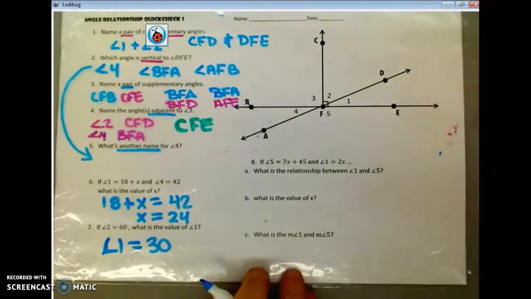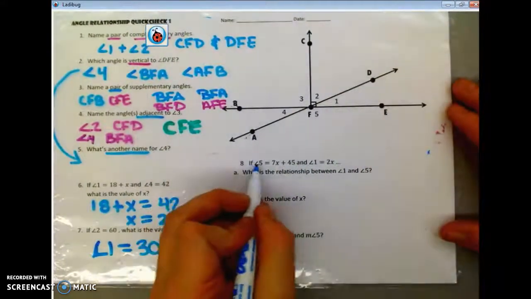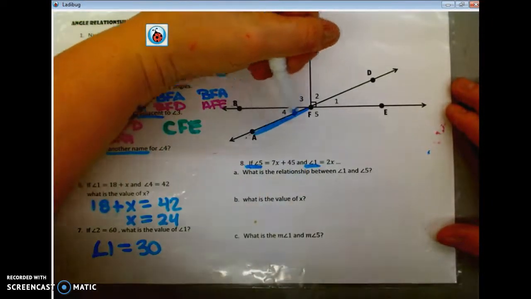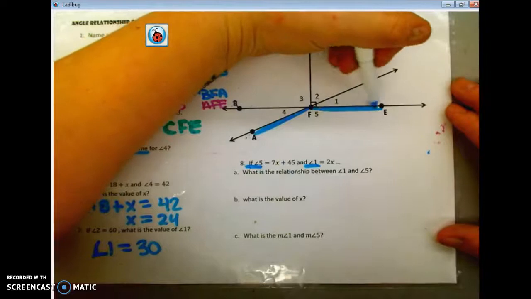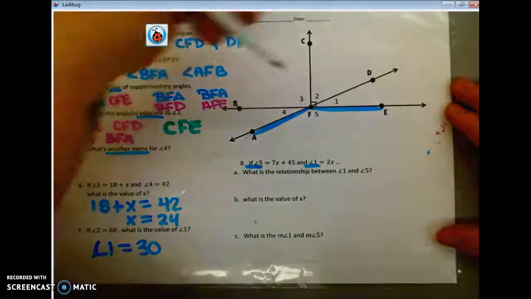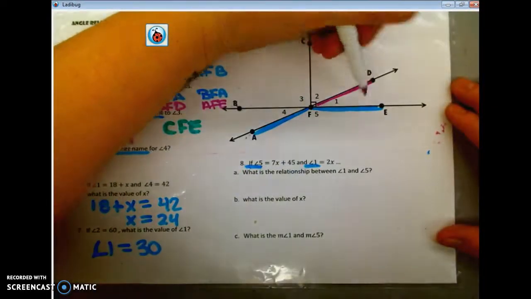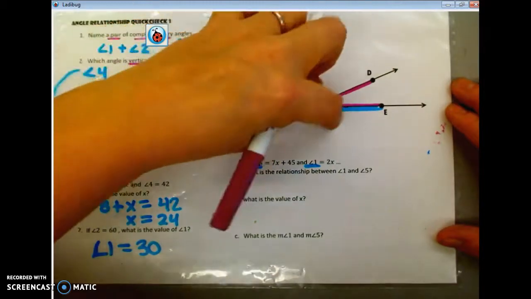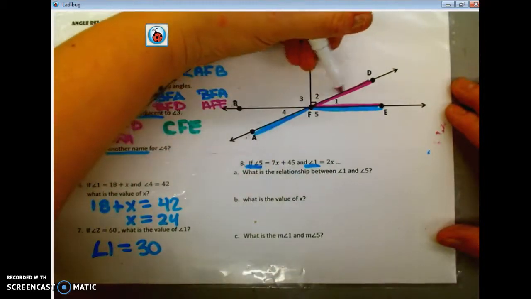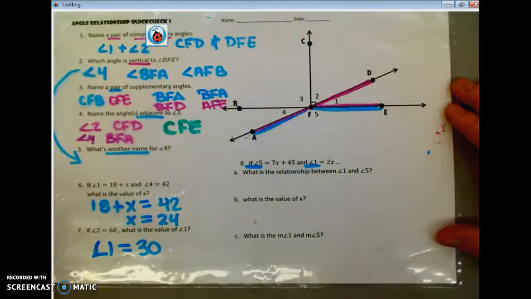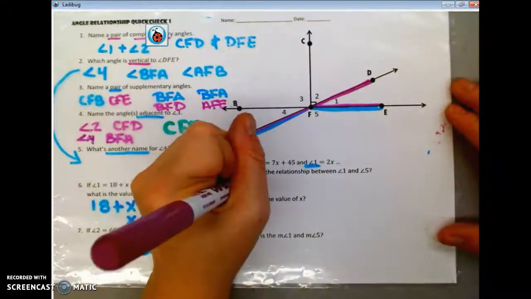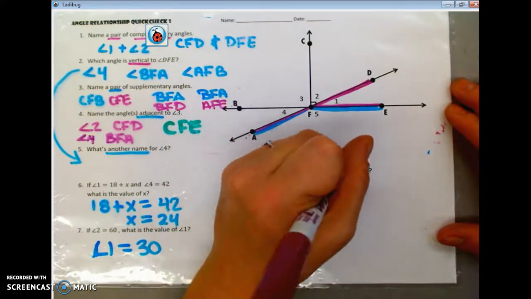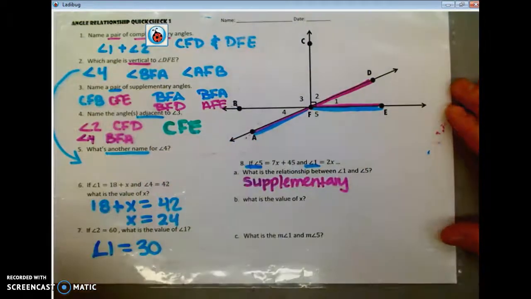Okay, and number 8. We have angle 5 and we have angle 1. So let's take a look at those ones. There's angle 5. And here is angle 1. And look at that, they're next to each other, they come together to form a straight line. So a straight line is supplementary, which means they add up to 180.